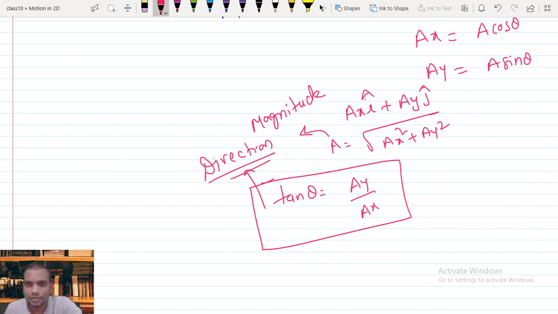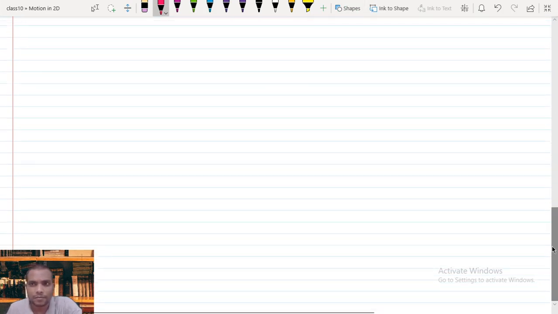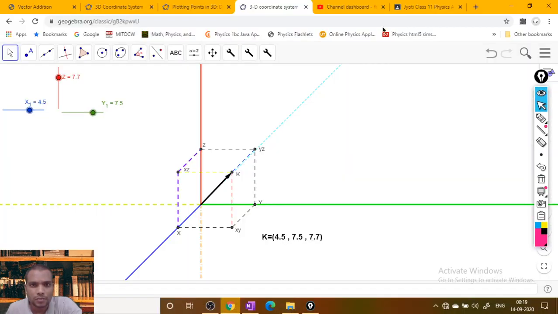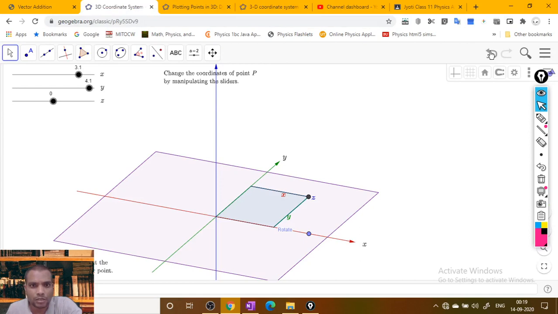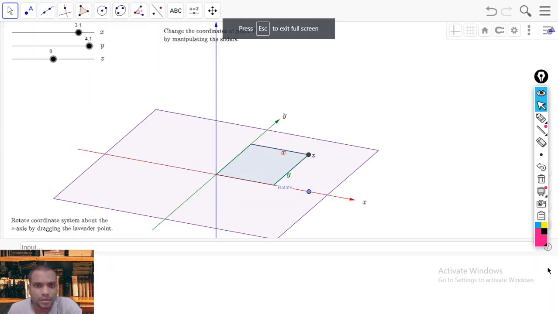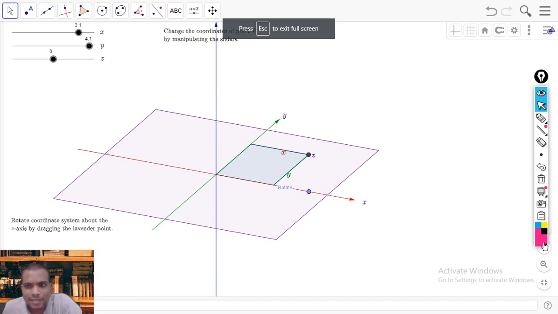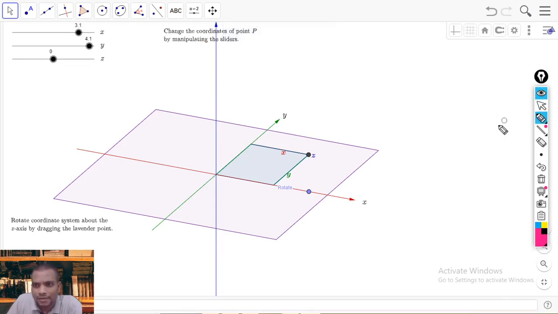But in today's class we need to learn about vectors in three dimensions. Whenever three dimensions come, we use basic mathematical knowledge. In three dimensions, we have the x-axis, y-axis and z-axis. Three axes. Now the corresponding negative axes also: if this is the positive x-axis, this is the negative x-axis, this is the negative y-axis, and down here is the negative z-axis.